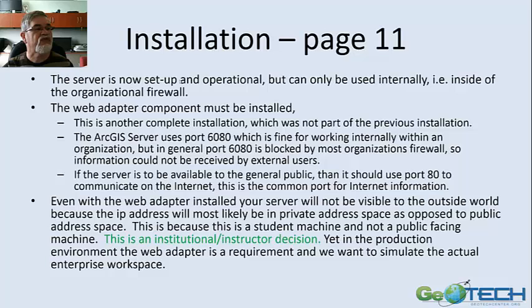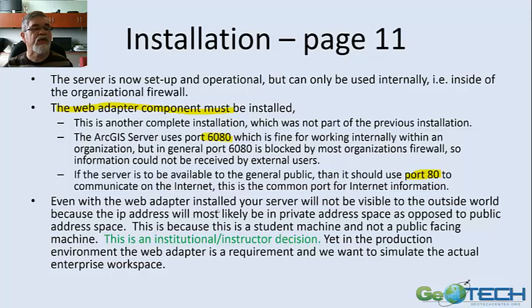As we noted here, the server is now set up and operational, but it can only be used internally inside the organizational firewall, and the reason behind that is something called a web adapter. Right now, your ArcGIS server is working on port 6080. A lot of organizations block this port on your machine. Typically, when you go out on the internet, you're working out of port 80. What the web adapter is going to do is take port 6080 and translate it into port 80 so you can actually get out on the internet. So just be aware that you need to run this web adapter.